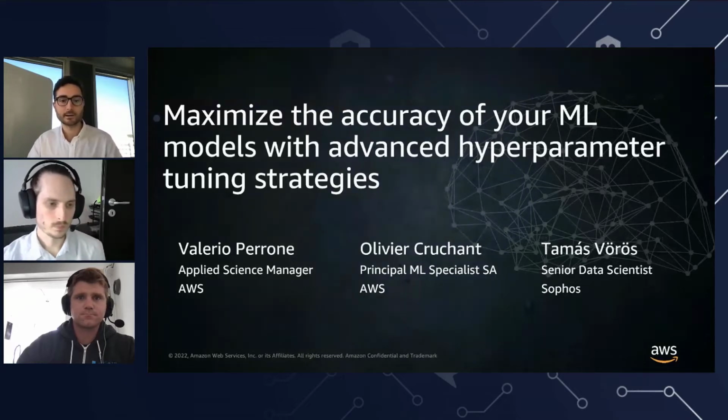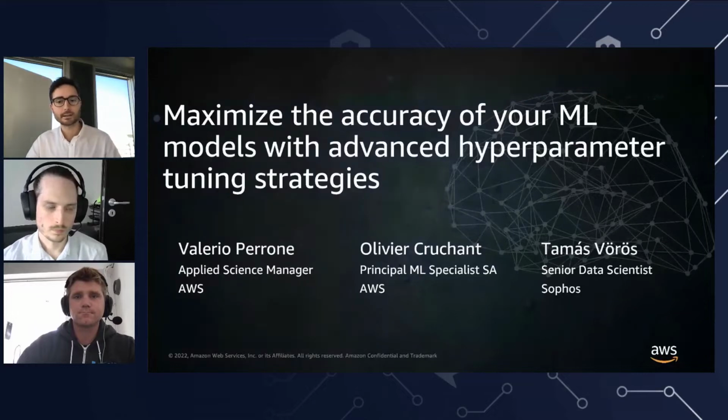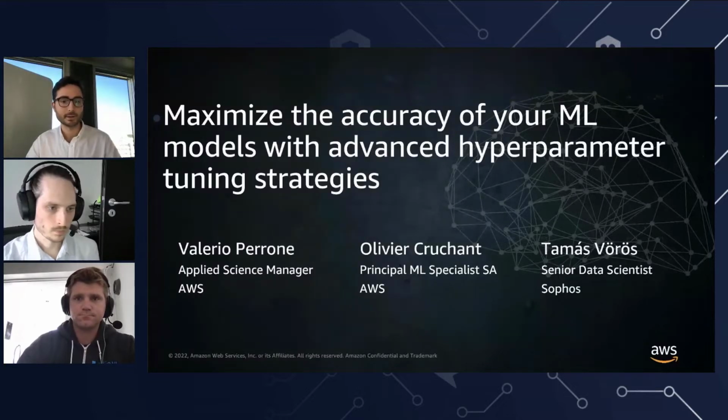My name is Valerio, and I'm an applied science manager at Amazon Web Services. We are going to talk today about how to optimize the accuracy of your machine learning models with advanced hyperparameter tuning in Amazon SageMaker. I'm going to present together with Olivier and Thomas. So, Olivier, you may want to start with a quick introduction.